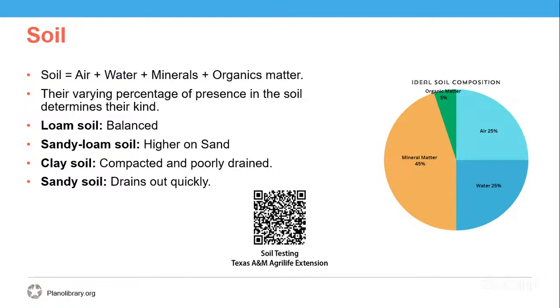Clay soil, while holding more moisture and nutrients, can become compacted and poorly drained. The presence of air is less in this kind of soil, which hinders root growth. Found in some areas of Texas is sandy soil. It drains quickly but can dry out very easily, potentially requiring more frequent watering. North Texas soil here in the county is mostly clay, and we'll get to that in the next slide.